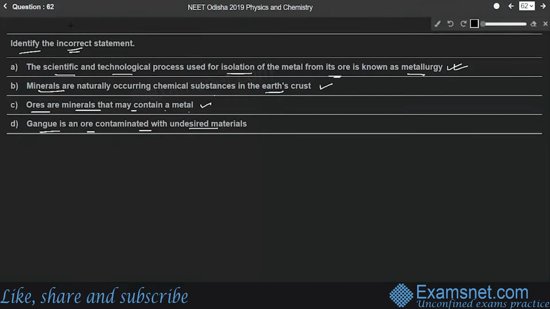Now this is an incorrect statement because gangues are undesired materials, that is true, but these are not ore. Okay, these are not ore. Therefore, this is an incorrect statement. These are just undesired material present in the ore. Okay, these are undesired material present in the ore. These are not themselves ore. Okay. So option D will be the incorrect statement.